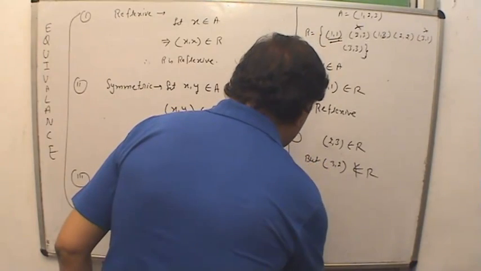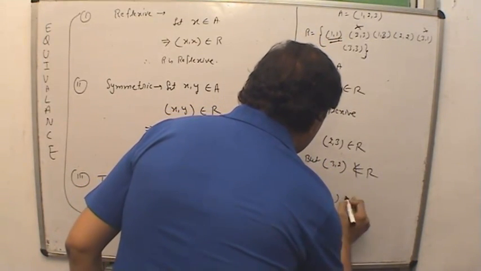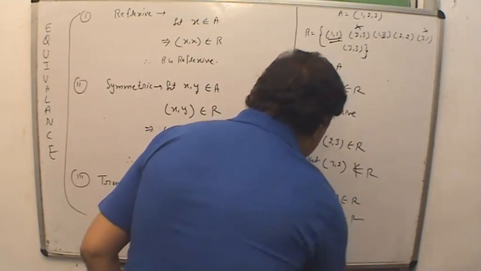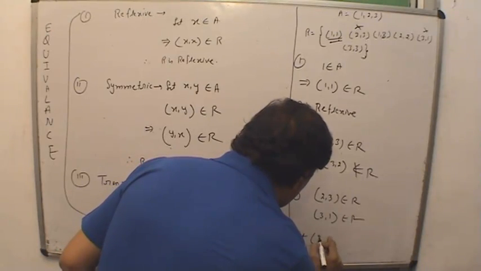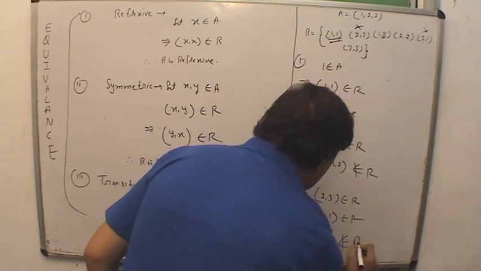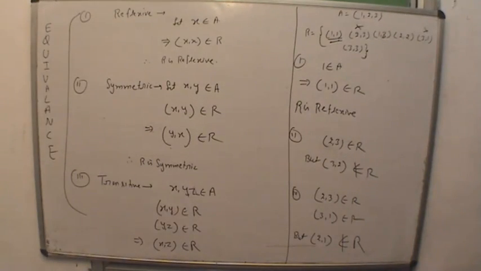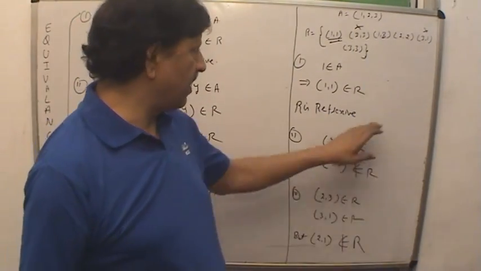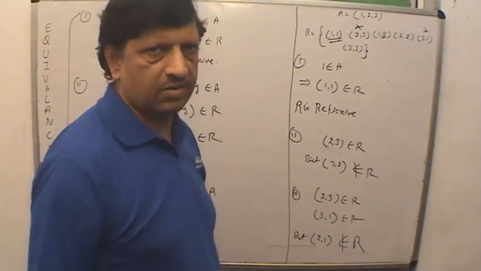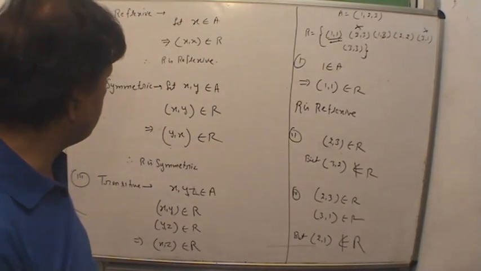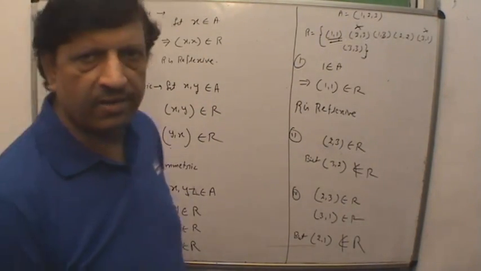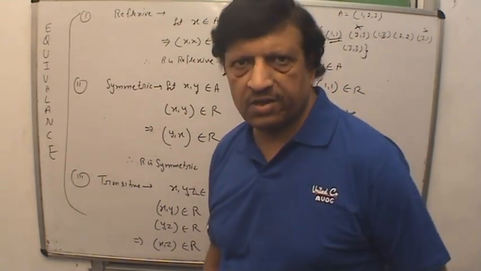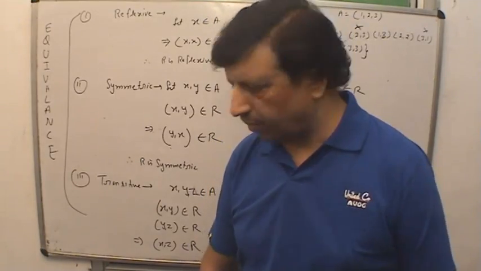If we see in this example, here (2, 3) belongs to R and (3, 1) belongs to R, but (2, 1) does not belong to R. Therefore, this relation is not an equivalence relation; rather it is reflexive, but not symmetric and not transitive. So these are the main three properties for a relation: reflexive, symmetric and transitive. If a relation follows all these three properties, then we say it is an equivalence relation, otherwise not.